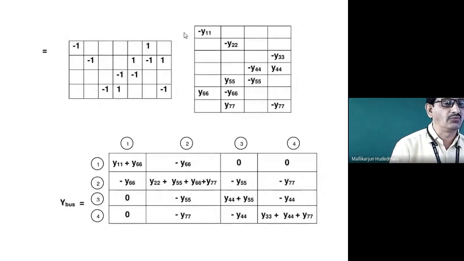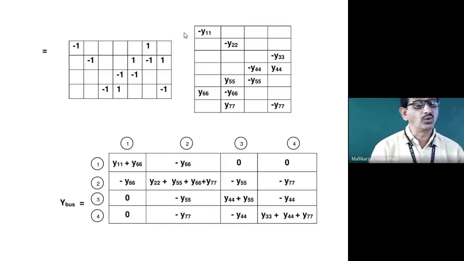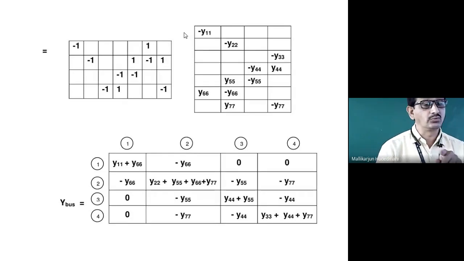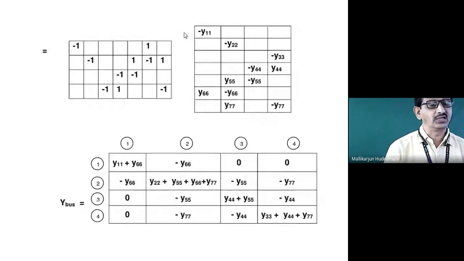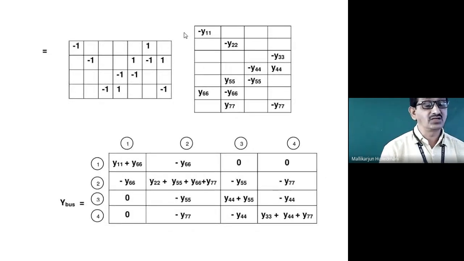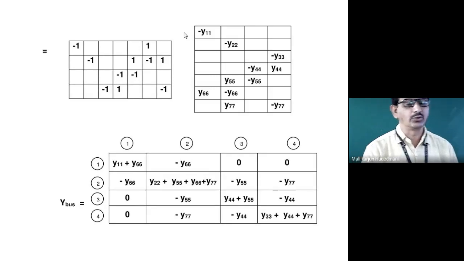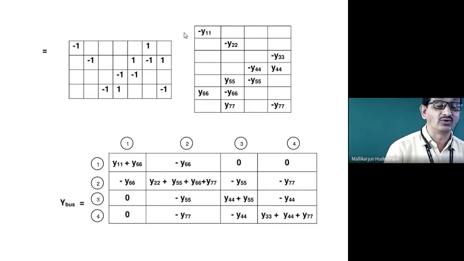1 cross 2, row number 1, column number 2. What is the meaning of that? 1 cross 2 is nothing but a physical connectivity from bus 1 to bus 2 by the elemental data Y66, whose negative value is present in the Y bus representation. Minus of the elemental data Y66 should be placed in 1 cross 2. There is no physical element between 1 and 3, hence it is 0. And there is no element between 1 and 4, 0.